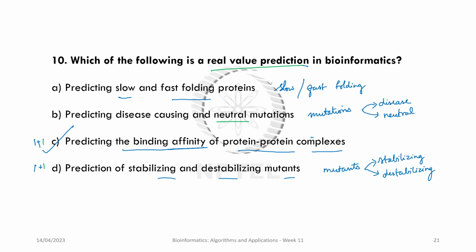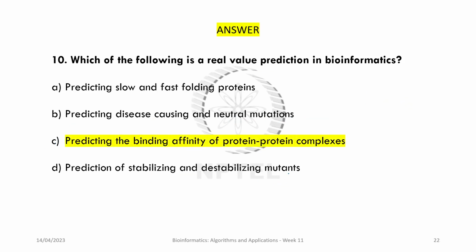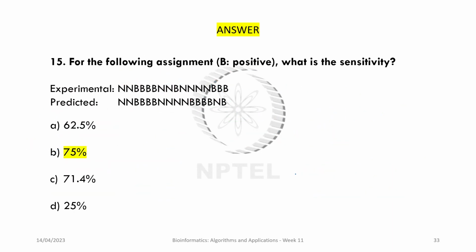Again, slow and fast was considered a classification problem. Here also, disease causing and neutral mutations could be of varying degrees, but you're classifying them. Similarly, stabilizing and destabilizing mutants, you're having a threshold that separates one from the other.